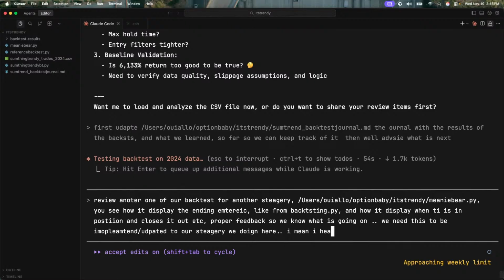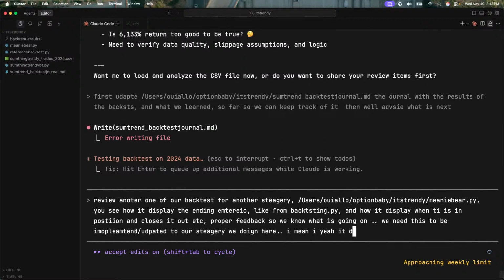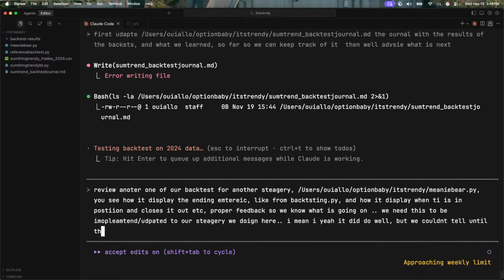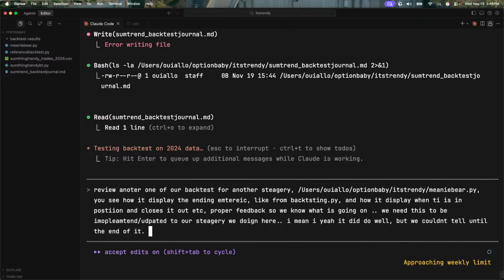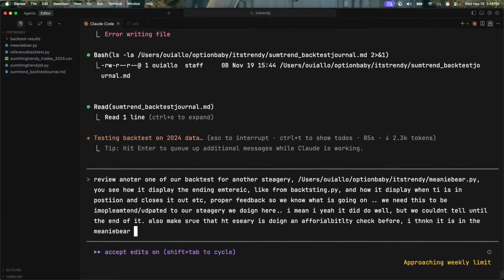I mean, yeah, it did do well, but we couldn't tell until the end of it. Also, make sure that the strat is doing an affordability check, if I can spell that right. Affordability check before. I think it is in the mini bear backtest as well.